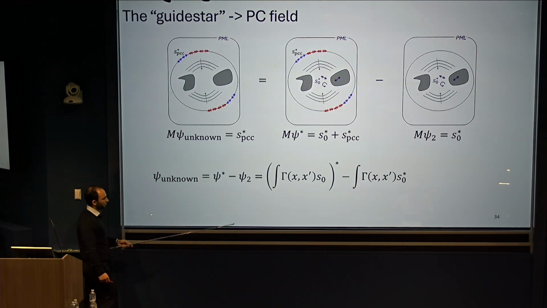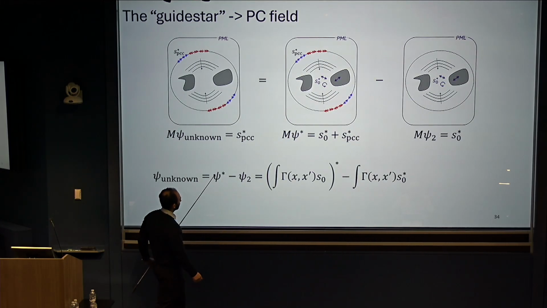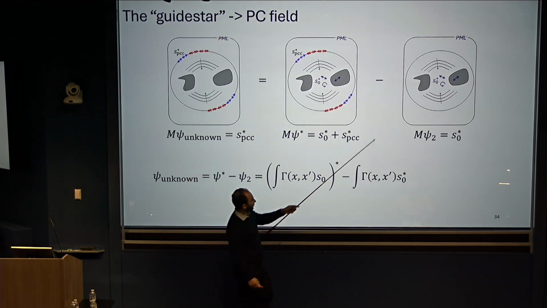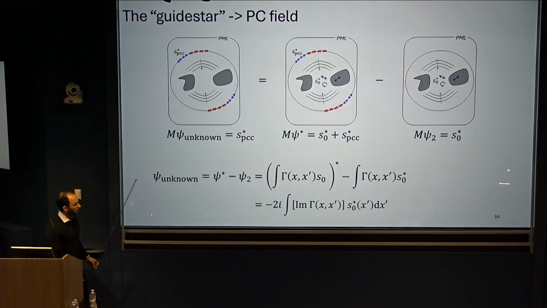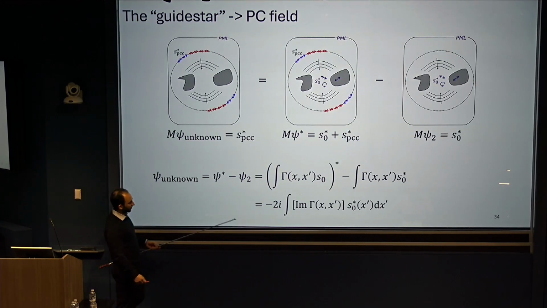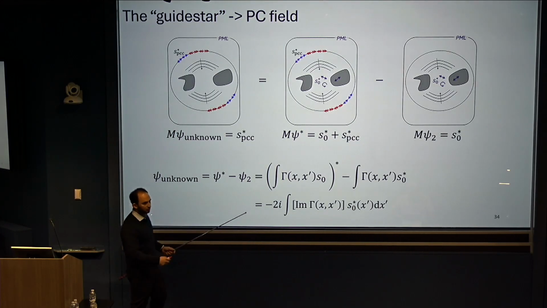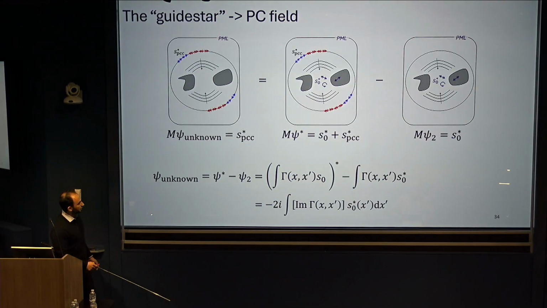And you can just do a very simple subtraction of the conjugate of the field minus the field produced by this conjugate source. And you recover exactly this simple imaginary part of a Green's function convolved with this source. And again, this is a known result, but a nice way, I think, of understanding it.